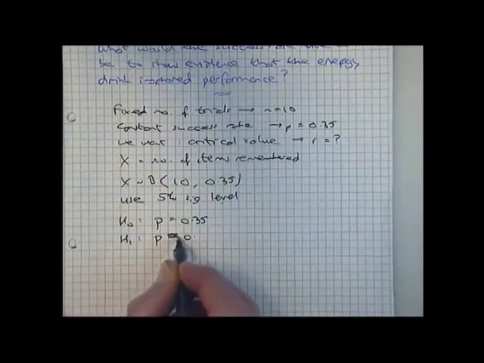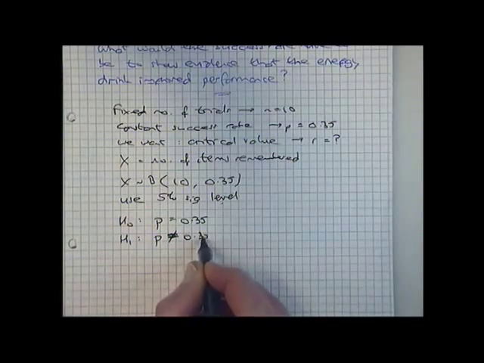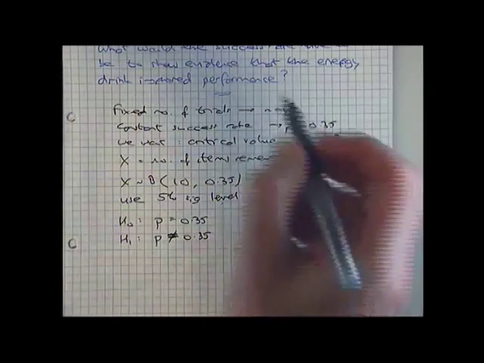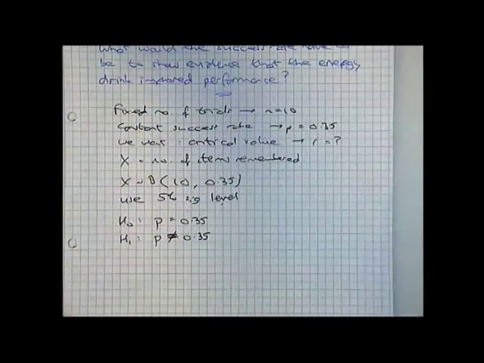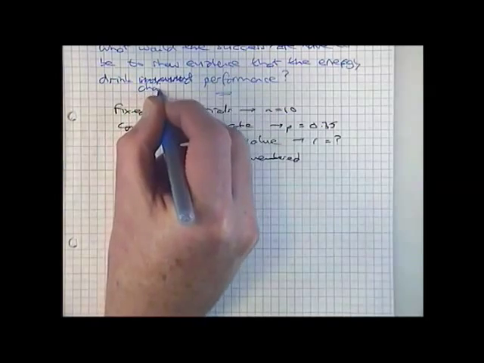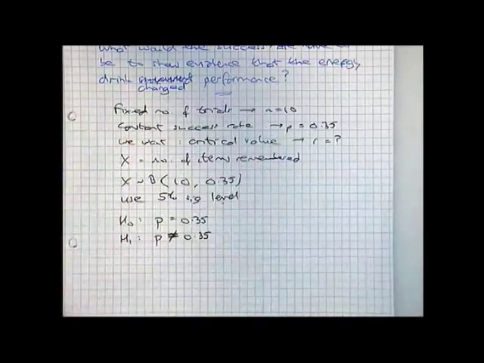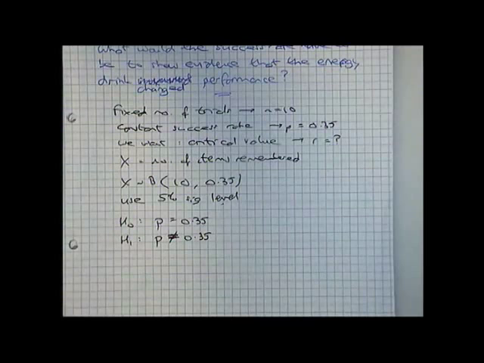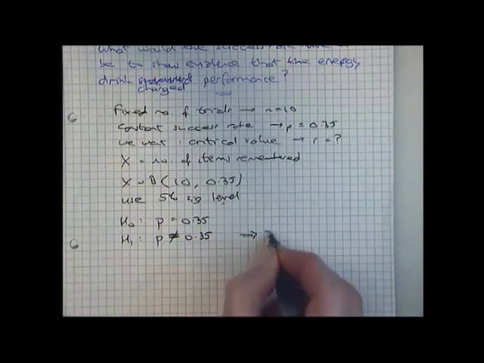Actually, can we change it to P not equal 0.35? And can we go back and change up here to: has the energy drink changed performance? Because we haven't done a two-tail one yet, and I would like to do a two-tail one. So we'll change that up there if you don't mind. Has the energy drink changed the performance? So we do have experience of doing a two-tailed test.